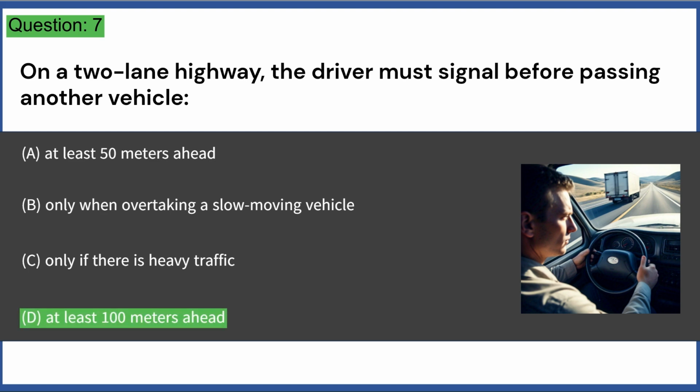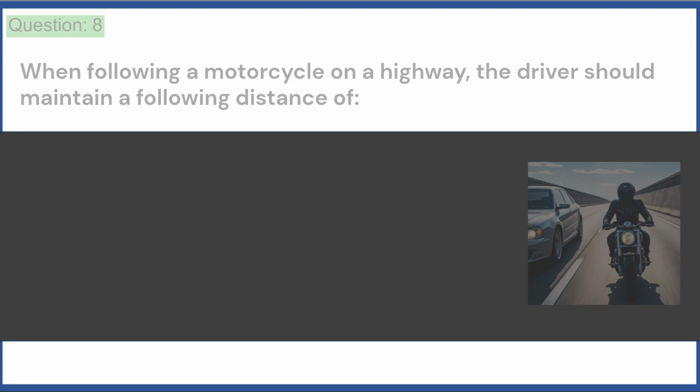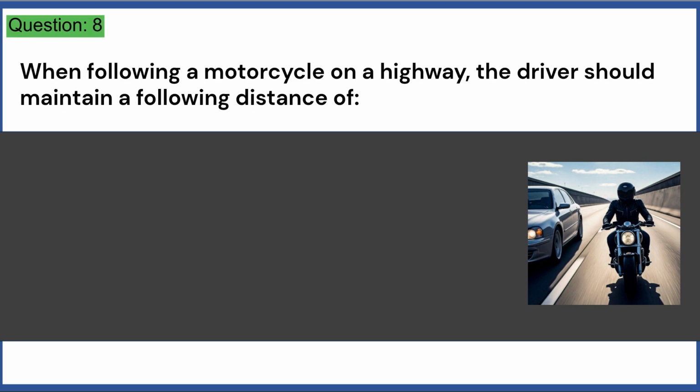Answer: D. Drivers must signal at least 100 meters ahead before passing another vehicle on a two-lane highway to alert other road users. When following a motorcycle on a highway, the driver should maintain a following distance of A.